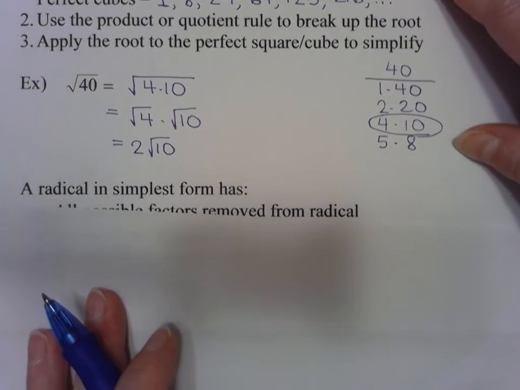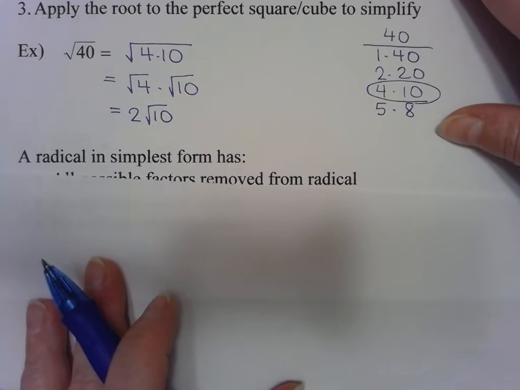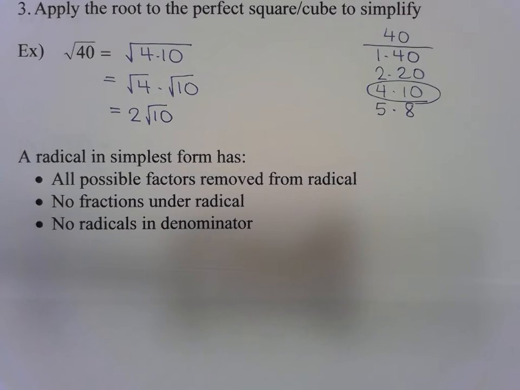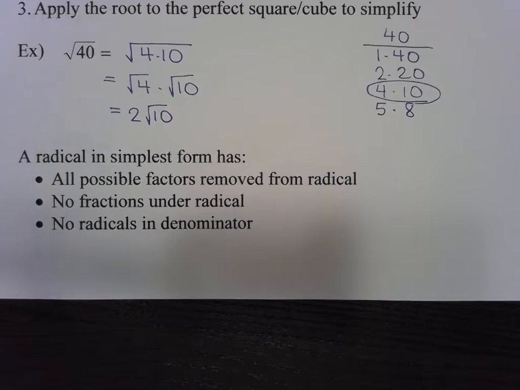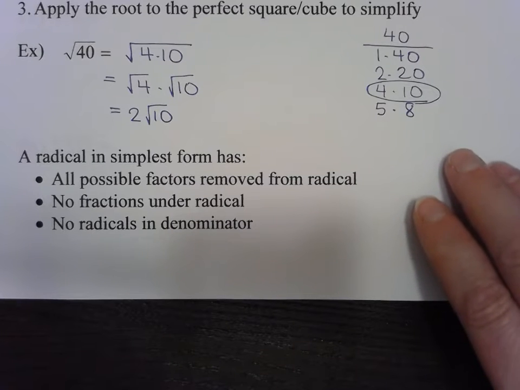Okay, so there are some other criteria that we usually follow, and so I'll go ahead and add that in here. To be in the simplest form, a radical has all possible factors removed, so I pull out everything I possibly can to the outside by doing what we just did. It should have no fractions underneath the radical, and it's generally not accepted to have any radicals in the denominator. So we would want to move those out.